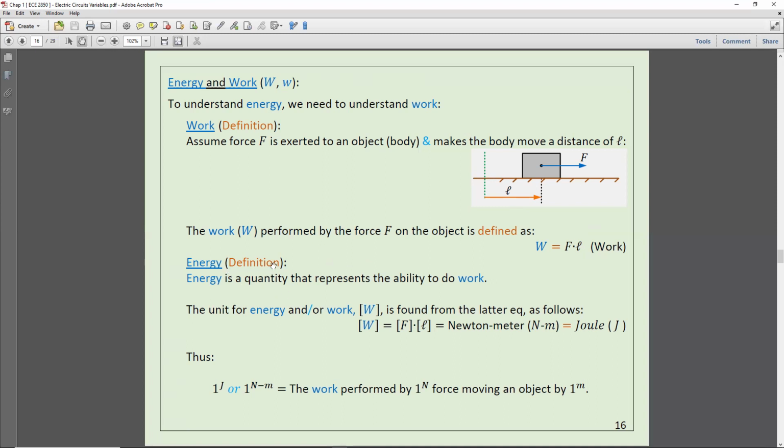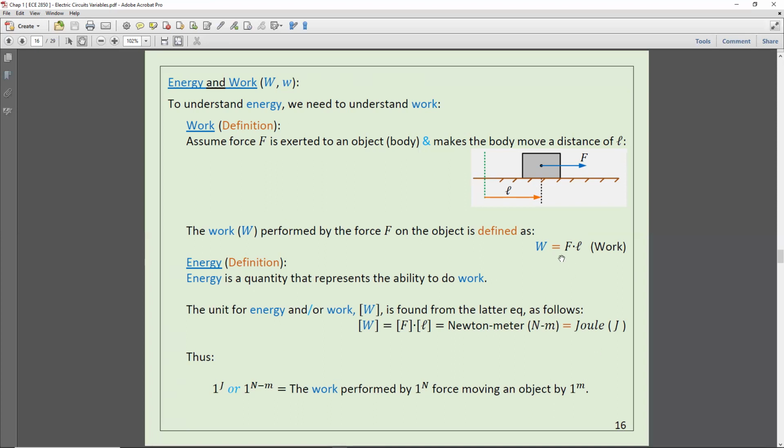So energy is very related to work, because energy is actually a quantity that represents the ability to do work. That's why energy and work have the same unit. The higher the energy, the more work you can do. That's very simple. So the unit of energy and work is the same. Now let's get what the unit of energy or work is.